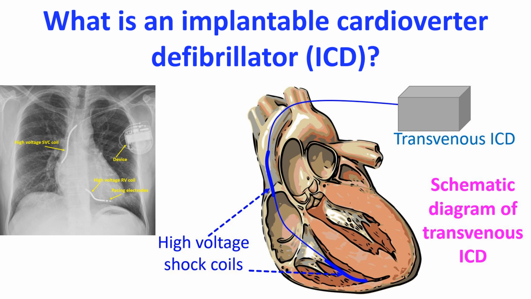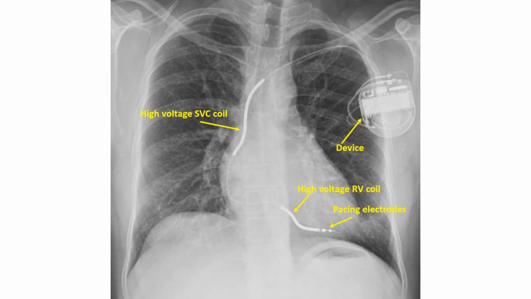The ICD senses and analyzes heart rhythm continuously. It can detect life-threatening ventricular arrhythmias and treat them electrically. If a ventricular tachycardia is detected, the ICD tries to overdrive it by fast pacing. If it does not suppress the ventricular tachycardia, the ICD delivers a shock through its high voltage coils and terminates the arrhythmia. The X-ray picture shown here depicts a high voltage coil in the superior vena cava.